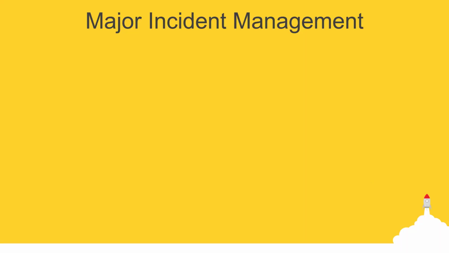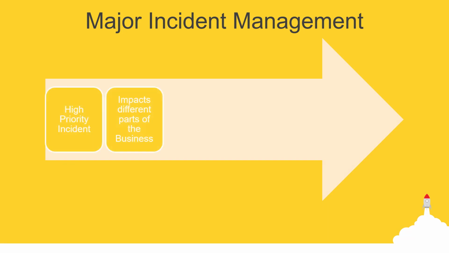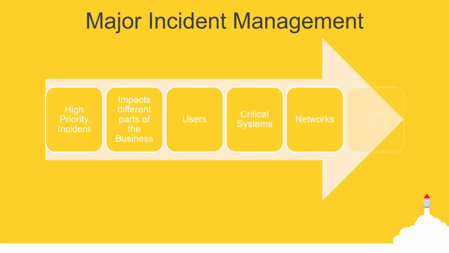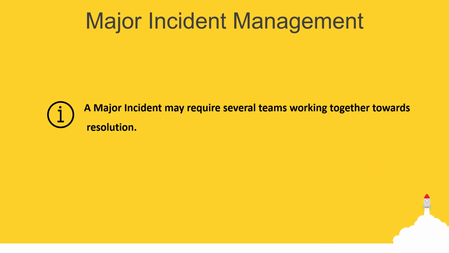In other words, a major incident is nothing else but an incident with high priority that may impact multiple users, financial departments, critical systems, production plants, you name it. Another thing worth mentioning is that unlike a regular incident, which can be resolved by the first line of resolution, the helpdesk agent who is in contact with the end user, a major incident may require several teams working together with a single purpose, and that is to address the major incident at the earliest.